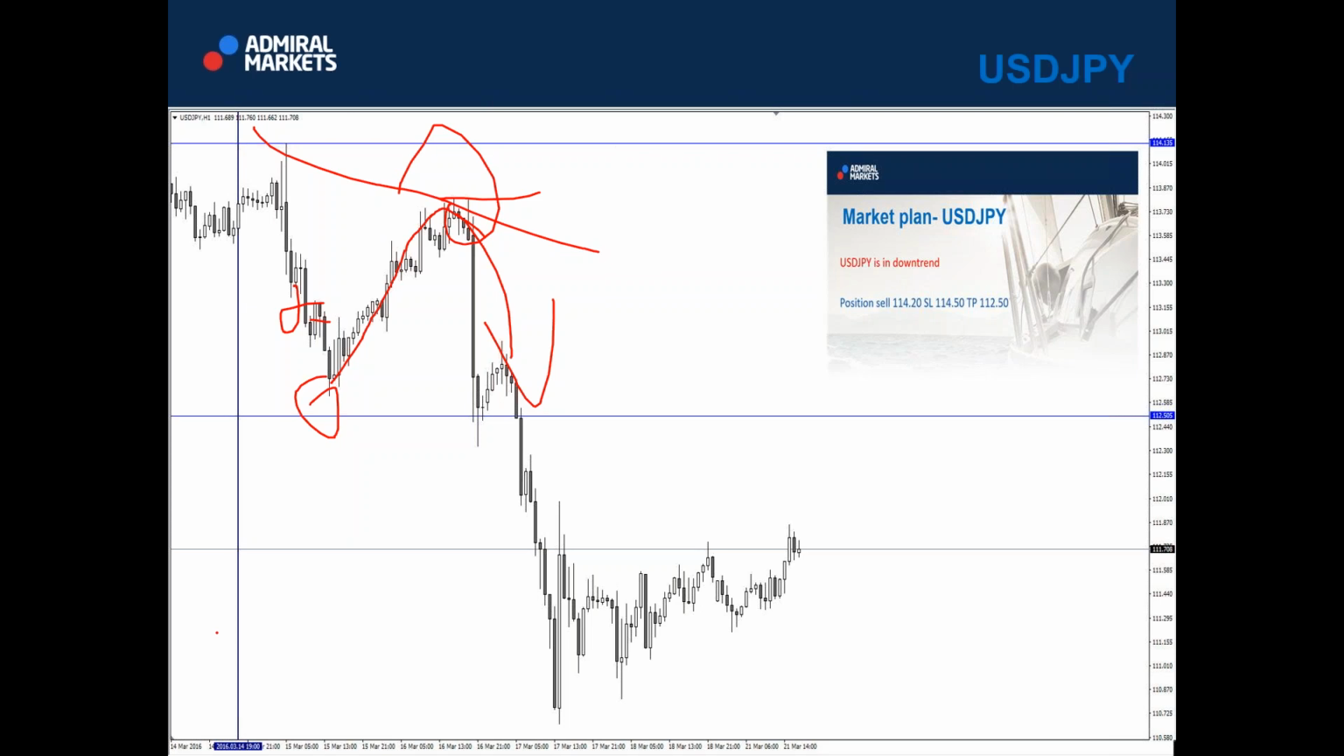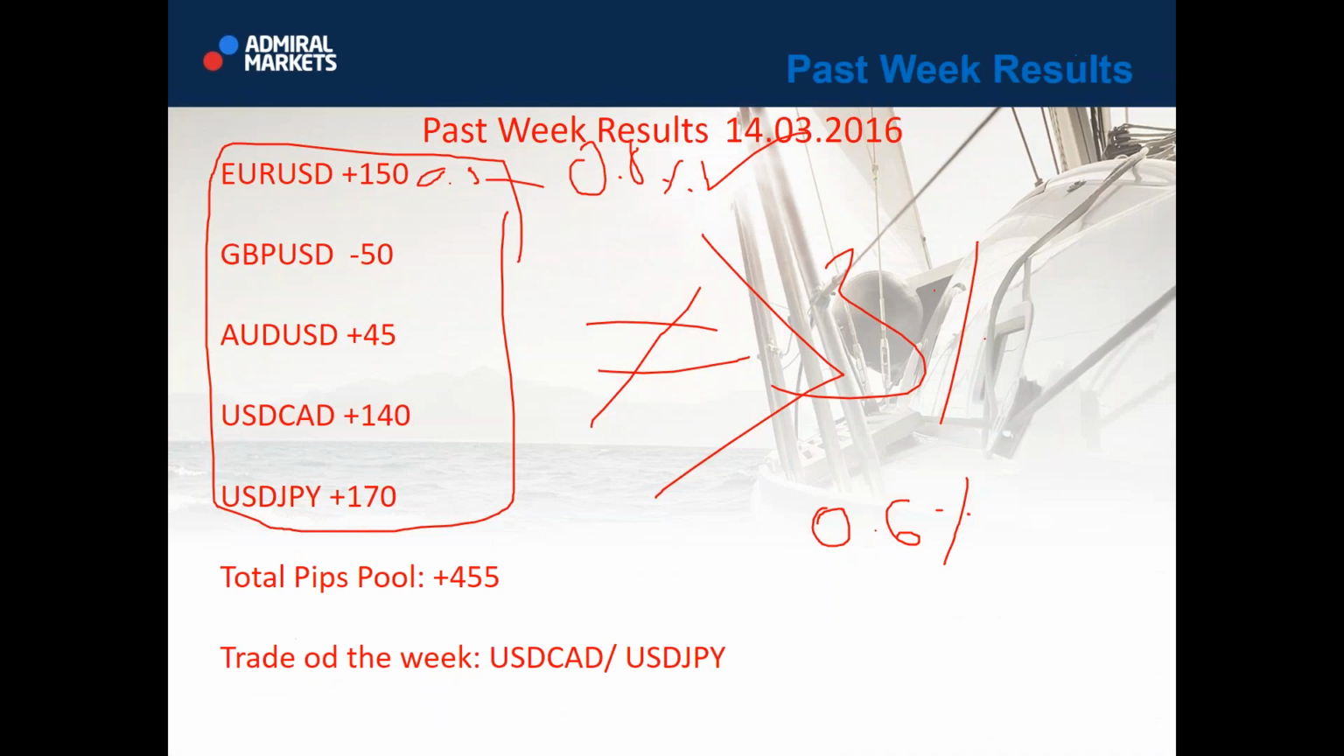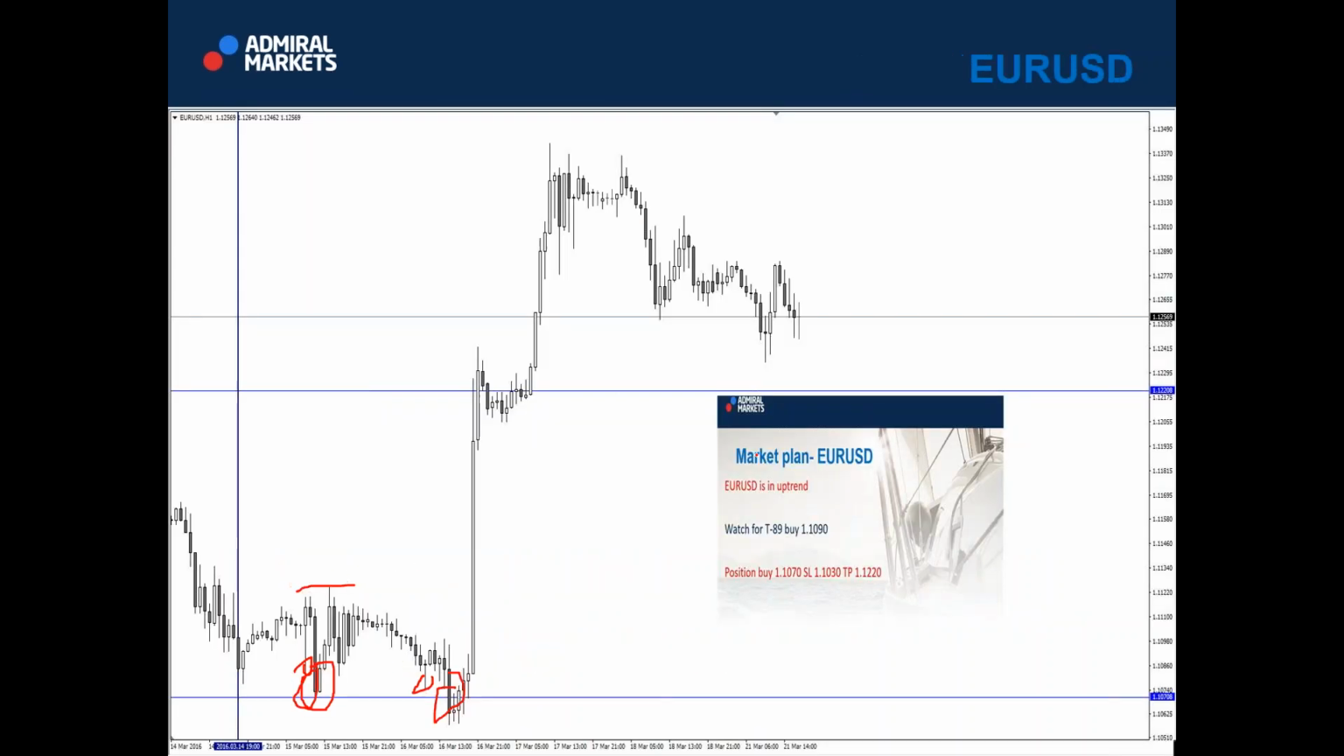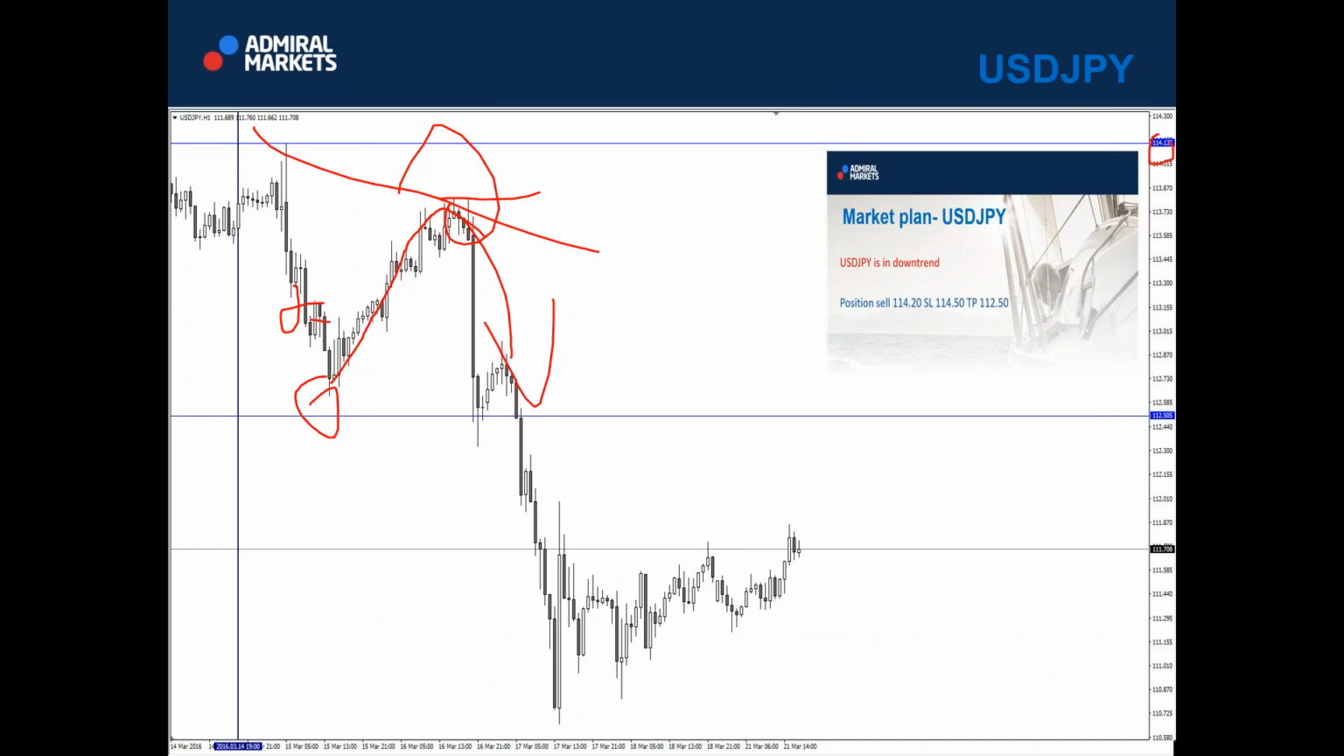Ilya. Yes, Ilya. He's asking, you advised to sell dollar yen at 114.20. Look at this. It went to 114.30. What I say is this: 5 to 15 pips. But the thing is, guys, even sometimes it will be 20 pips. Give it more breathing room, just slightly more. Okay? Because sometimes you might miss a trade by 1 or 2 pips.